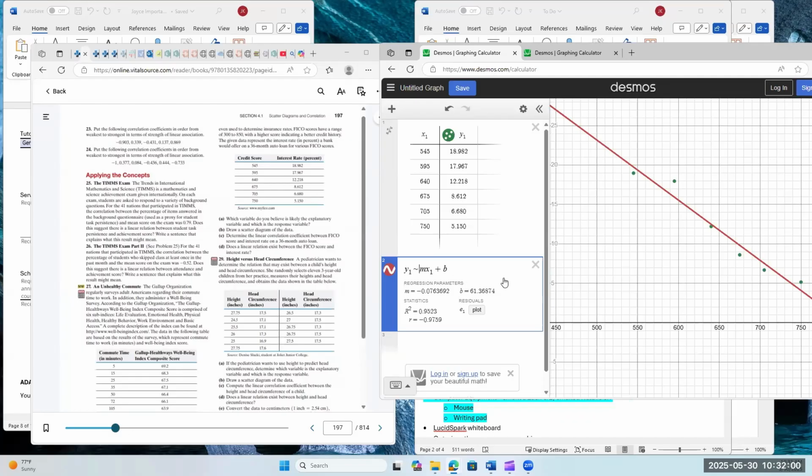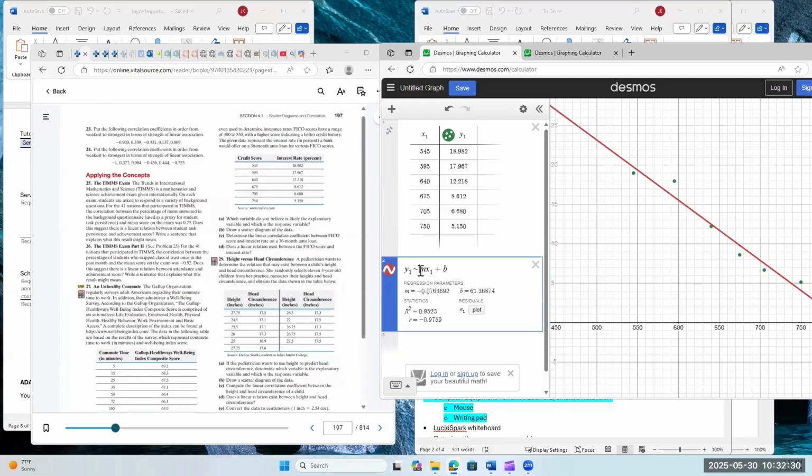And another way of thinking about this, it's not possible to have a credit score of 0 because they range from 300 to 850. But if it were possible to have a credit score of 0, that would correspond to an interest rate of 61%. Woo! And then this is telling me the slope is negative, which is telling me for every point that my credit score goes up, the interest rate goes down by 0.076.